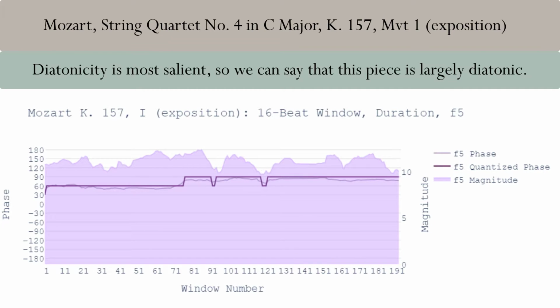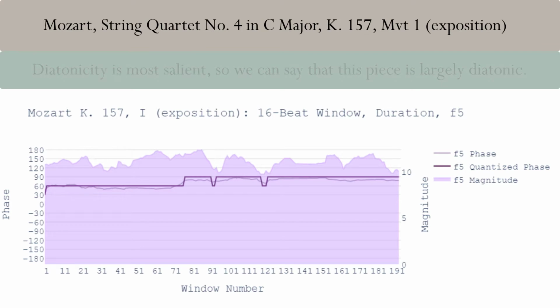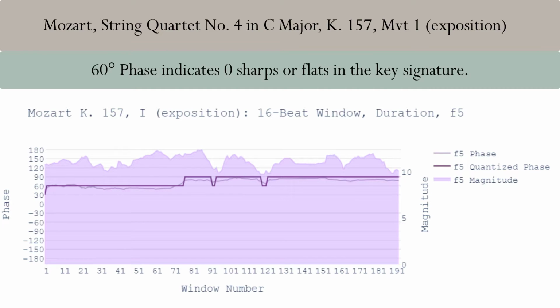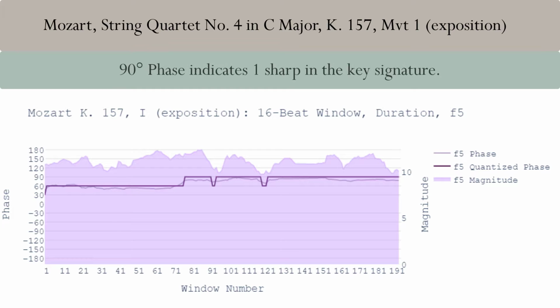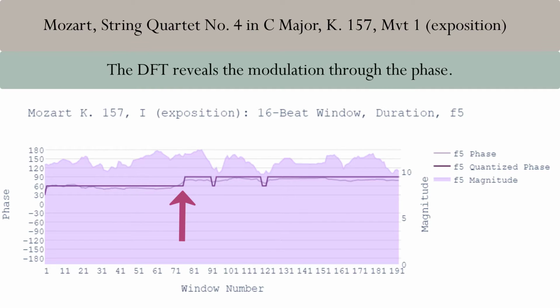Here, we see the F5 magnitude extracted from the previous image, overlaid with both the raw phase data and the quantized phase. Since the phase of the F5 component correlates with implied key signature, we can use this information to infer that the piece begins with 0 sharps or flats, indicated by the 60-degree position, and moves to 1 sharp, indicated by the move to 90 degrees, sometime around the 75th window, where it generally remains for the rest of the exposition. In other words, we see the modulation to the dominant reflected by the phase values given by the DFT.